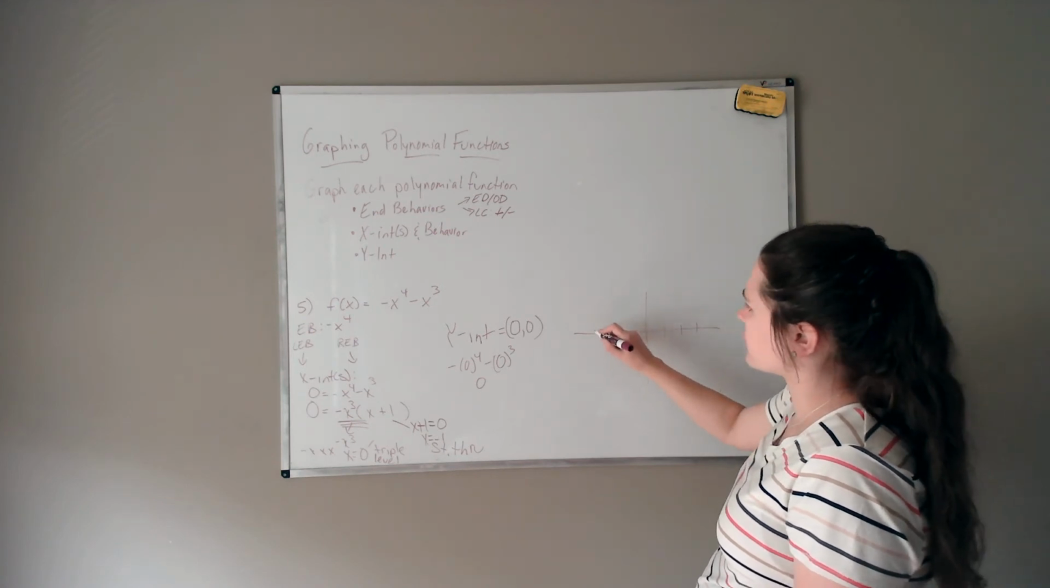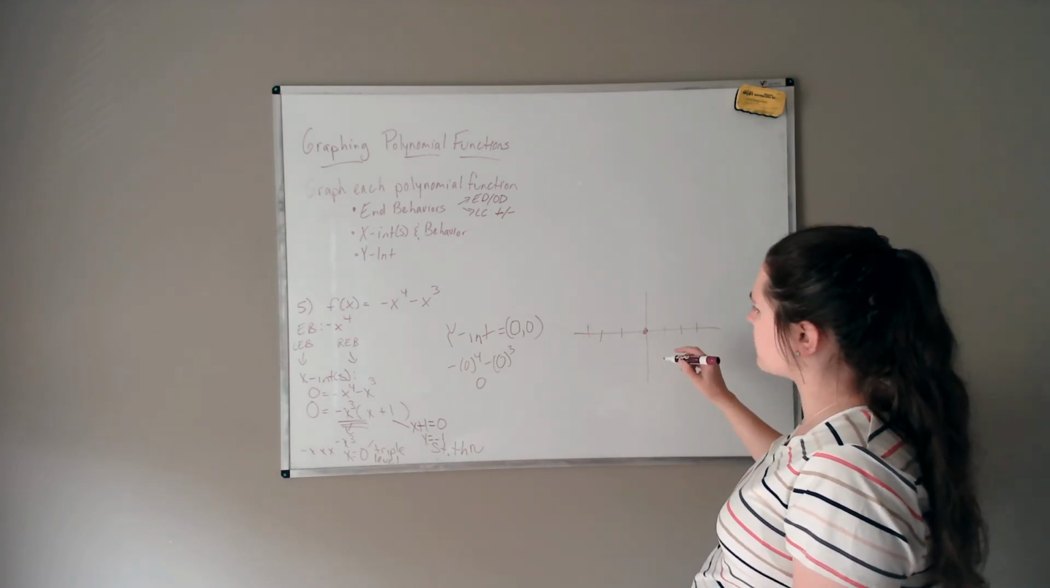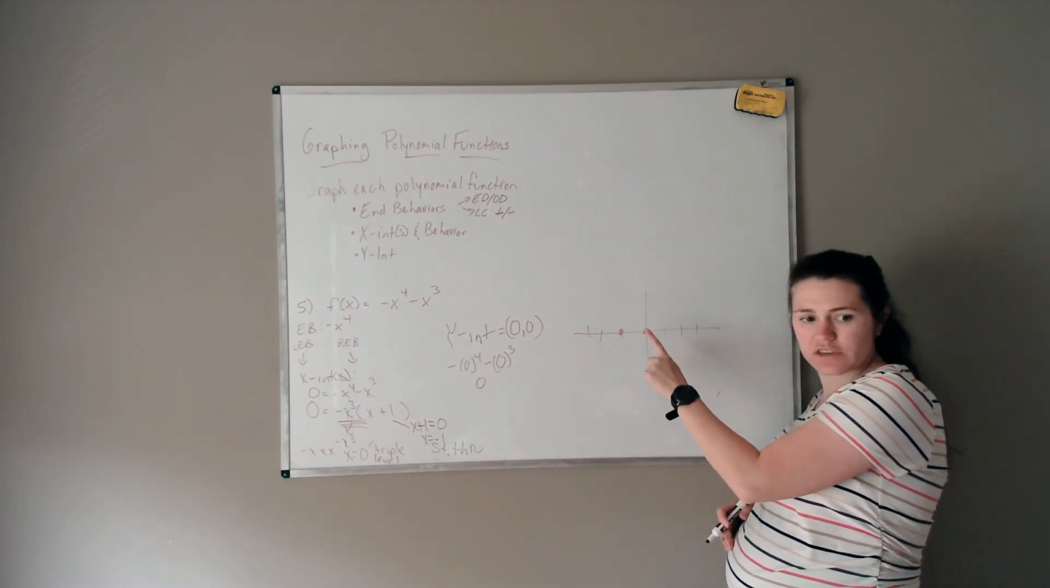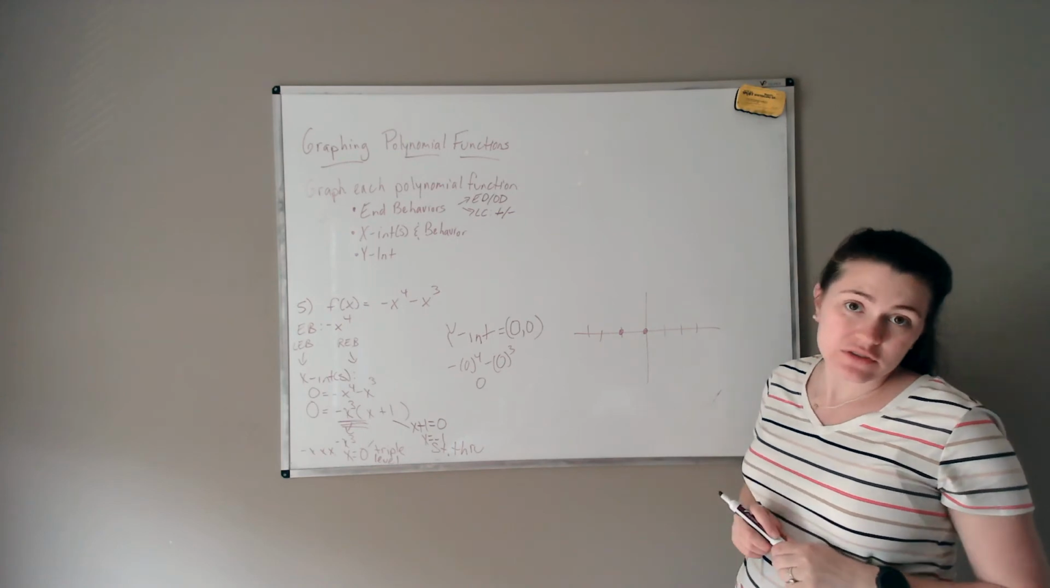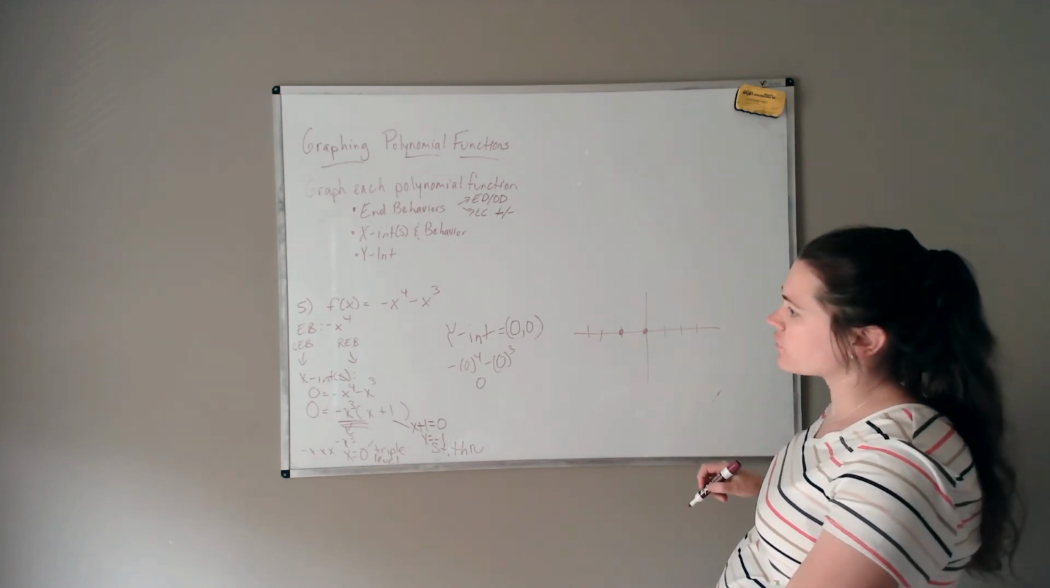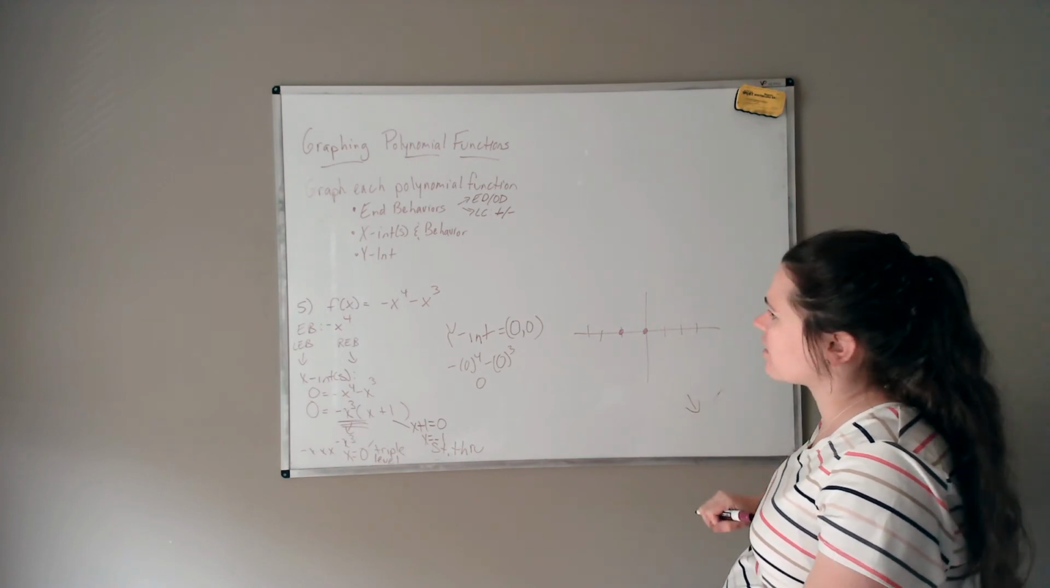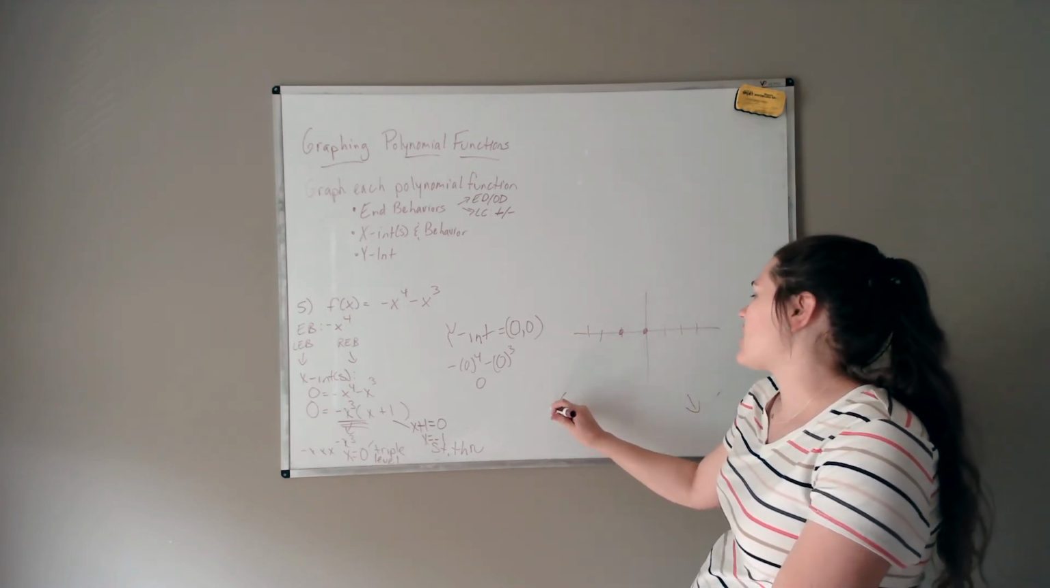Always plot your x-intercepts. How many distinct do you have? You have 2 distinct. You should never hit the x-axis at more than these 2 points. If you're hitting it at more than those 2 points, you're doing something wrong. So the right end goes down. After the rightmost x-intercept, you should be heading down. And after the leftmost, you should be heading down.